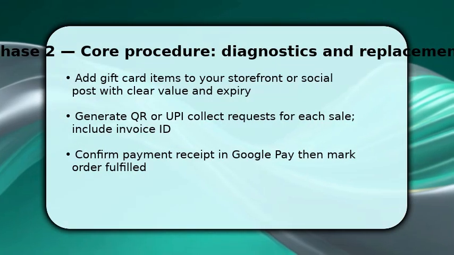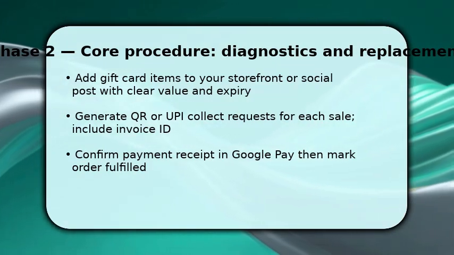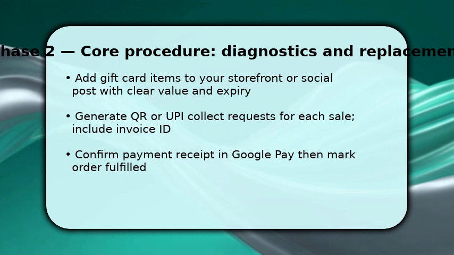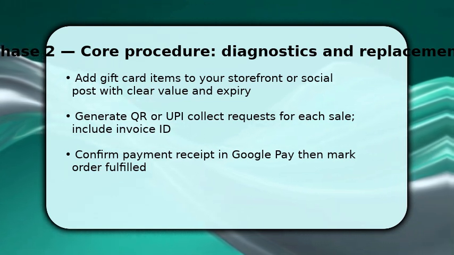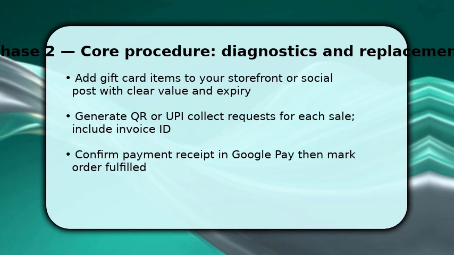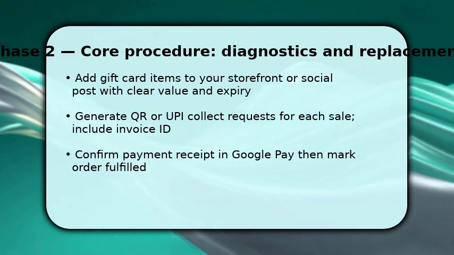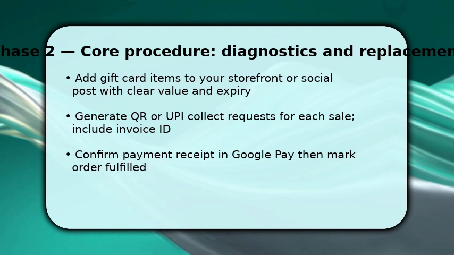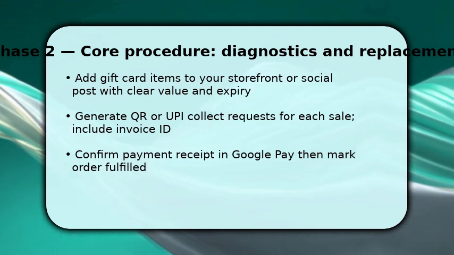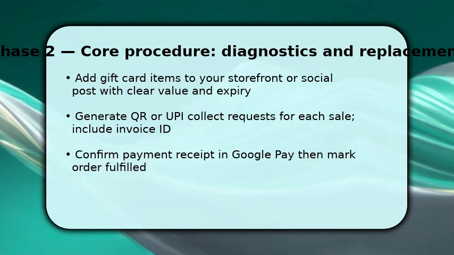Now create the actual listings. Use your storefront or a social sale post and state exact value, expiry, and delivery method. Clarity reduces refunds. For each buyer, send a Google Pay collect request or a QR code tied to the invoice ID. This makes reconciliation simple.